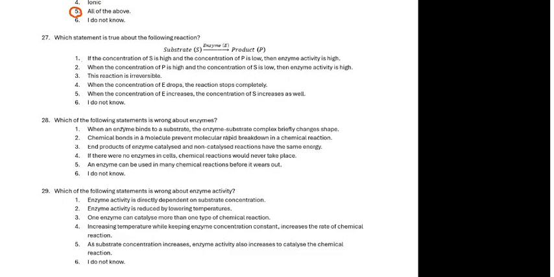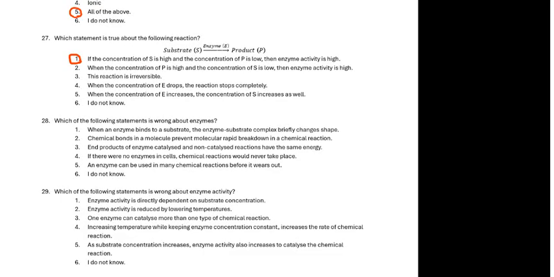That's the correct answer. So 28, which of the following statements is wrong about enzymes? When an enzyme binds to a substrate, the enzyme substrate complex briefly changes its shape. So this is true. Chemical bonds in a molecule prevent molecular rapid breakdown in a chemical reaction. End products of enzyme catalyzed and non-catalyzed reactions have the same energy. This is not true. If there were no enzymes in cells, chemical reactions would never take place. This is true. An enzyme can be used in many chemical reactions before it wears out.